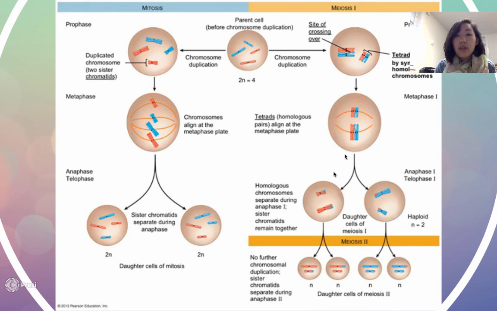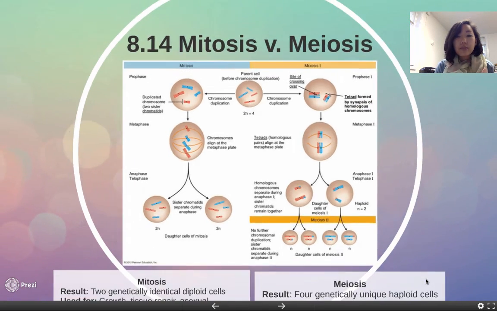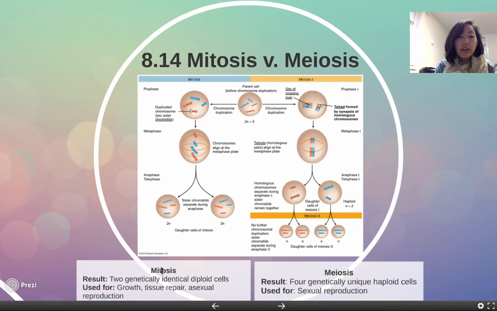Here, at the end of meiosis 1, you have 2 haploid daughter cells that have double the amount of DNA. So these haploid daughter cells can divide one more time. And in meiosis 2, you end up with 4 genetically different haploid daughter cells. And right here, these are just summaries of what we've been talking about.